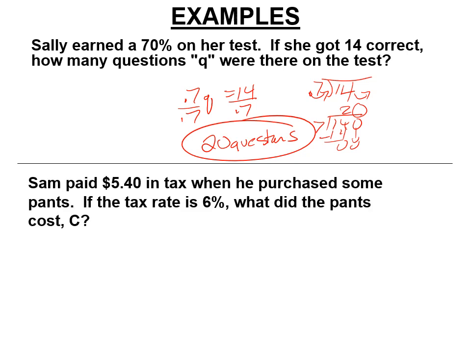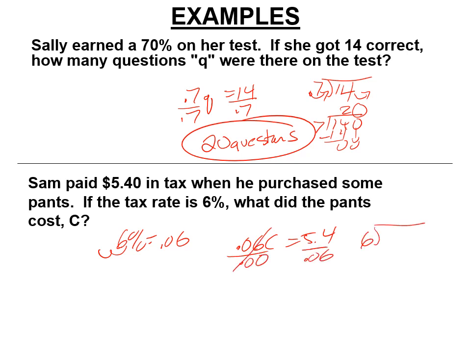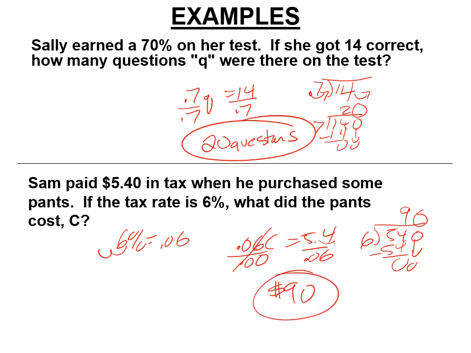Sam paid $5.40 in tax when he purchased some pants. If the tax rate is 6%, what did the pants cost? So 6% is 0.06. So it's 0.06c equals 5.4. Divide both sides by 0.06. So we're going to move the decimal twice and get 6. We're going to move the decimal twice up there and get 540. 6 goes into 54 exactly 9 times. Bring down the 0. So the pants must have cost exactly $90.